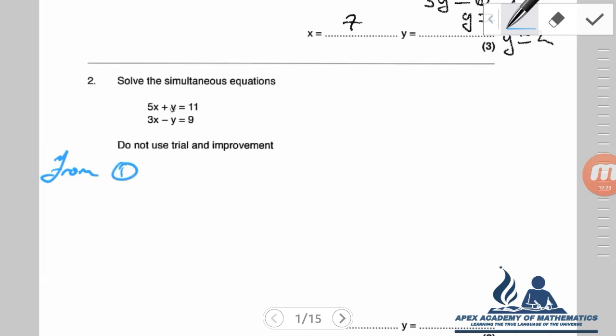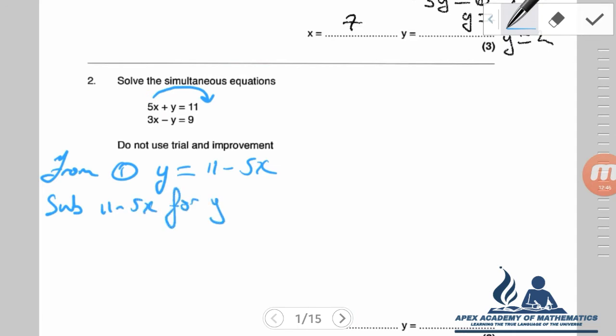Making y the subject, I need y to be alone on one side, so I'm going to subtract 5x from both sides. So that's y equals 11 minus 5x. I'll just bring that 5x over to that side here. Good. Now I'm going to substitute 11 minus 5x for y. Obviously I used equation 1 to create equation 3, so I'm going to substitute this value in equation 2 for y.